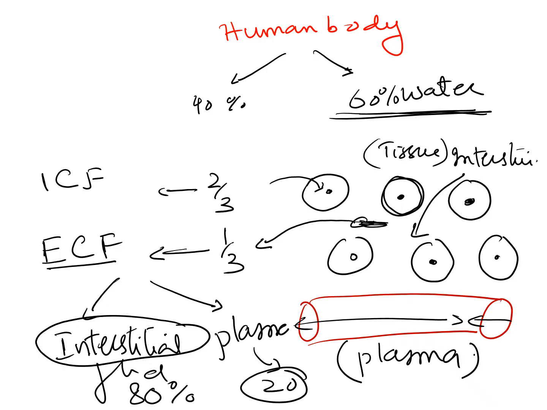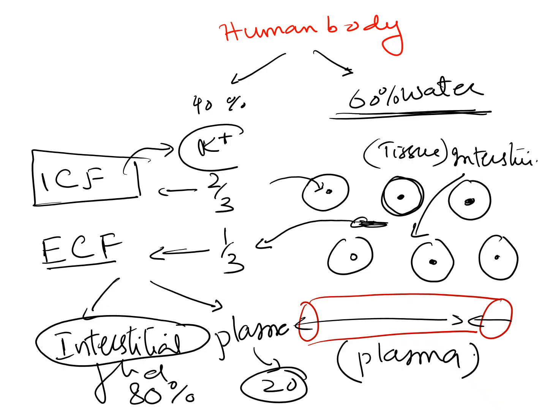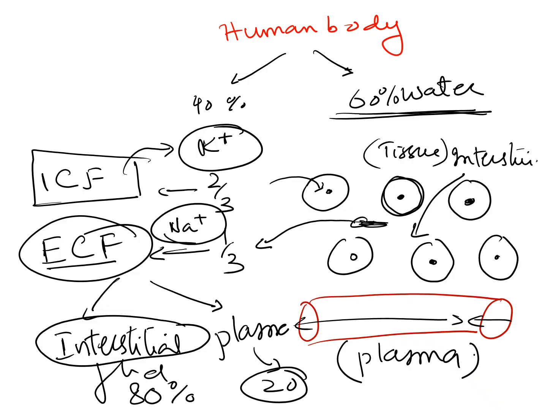Now let's look at the ionic distribution of different ions in different compartments of the body. In intracellular fluid, the main ion present inside the cell is the potassium ion. The main ion present in extracellular fluid is the sodium ion.